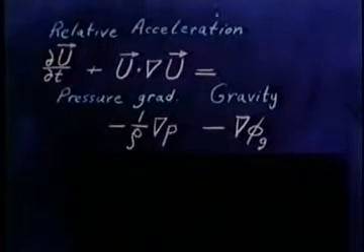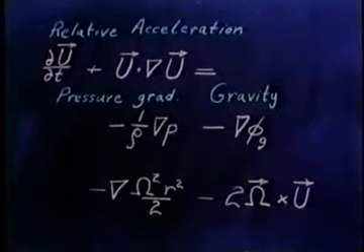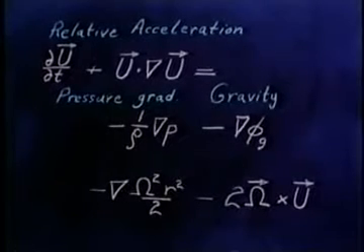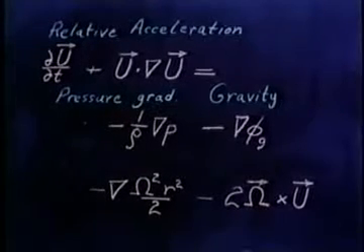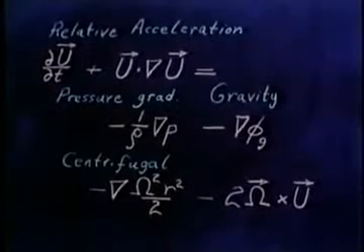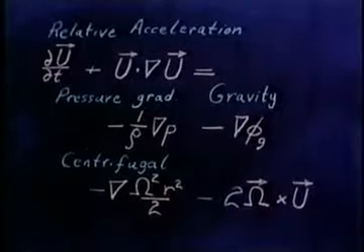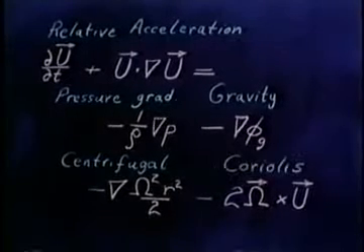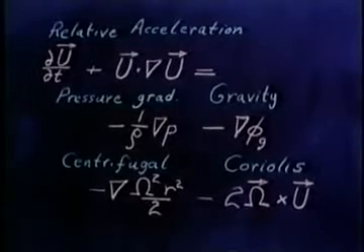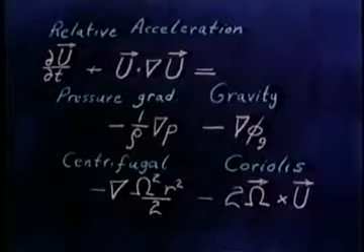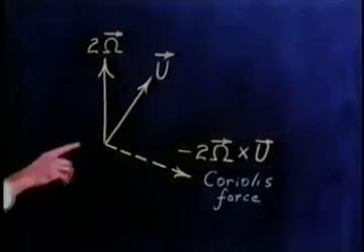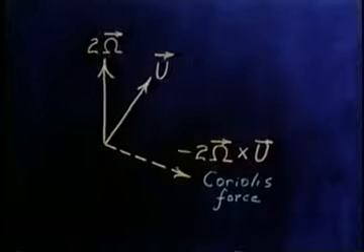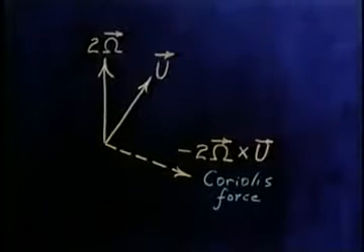In the non-inertial rotating frame, two additional terms are present. They are acceleration terms, but they are customarily written on the right-hand side of the equation and interpreted as forces. One, the centrifugal force, depends only on relative position and can be combined with the gravitational potential. The other term is the Coriolis force, minus 2 omega cross u. The Coriolis force is directed to the right of the relative velocity vector u and is proportional to its magnitude. It is the Coriolis force that gives rotating flows their most peculiar properties.